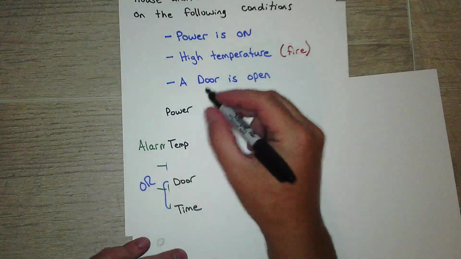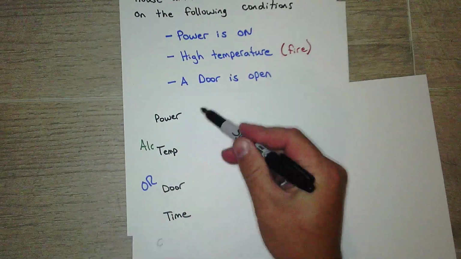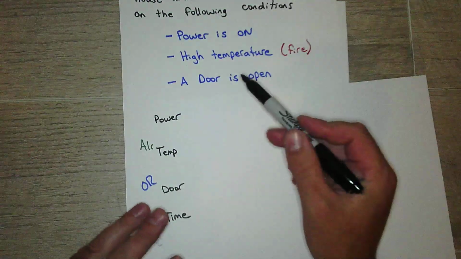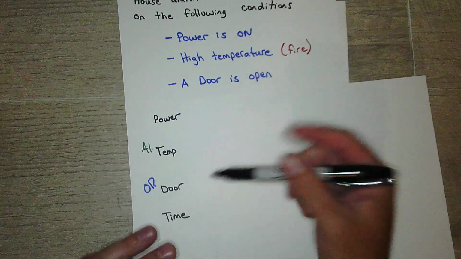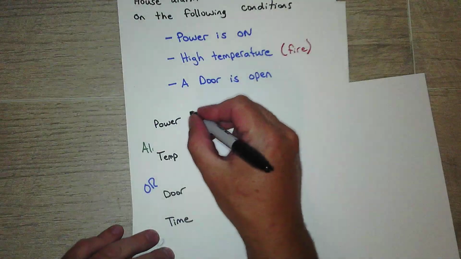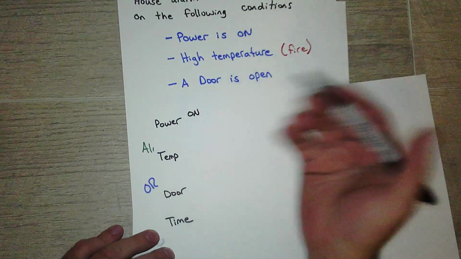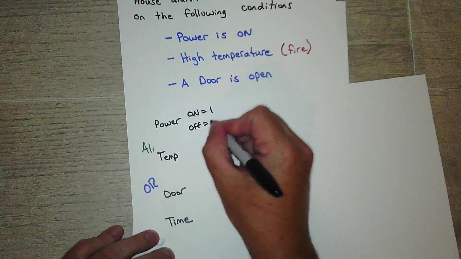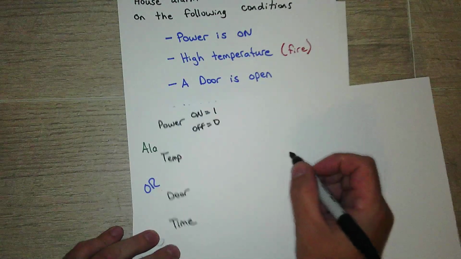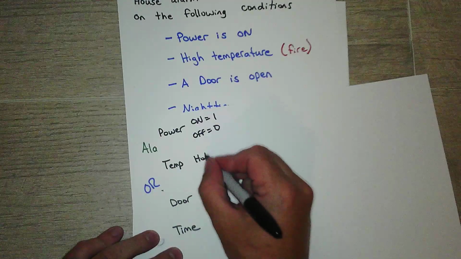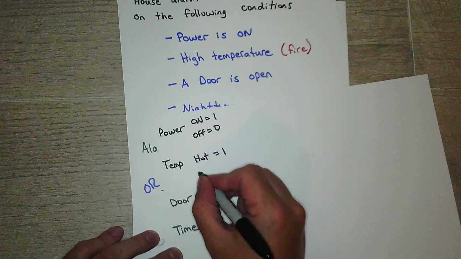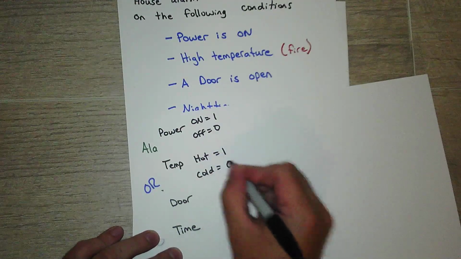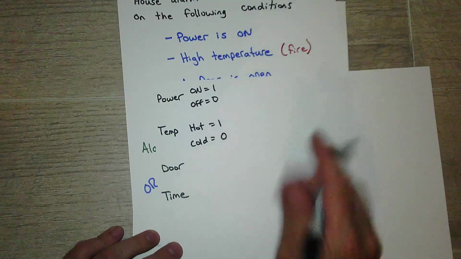Okay, so the way you have to do this now, these are not inputs. You have to determine whether it's on or off. So for each input, you're going to have a 1 or a 0. Power is whatever the default is. So power obviously is 1, off is 0. All right, temperature. Hot is 1, and we can say cold or normal, whatever, is 0.